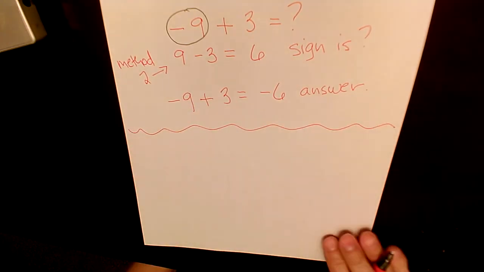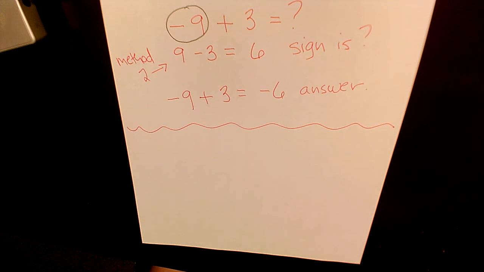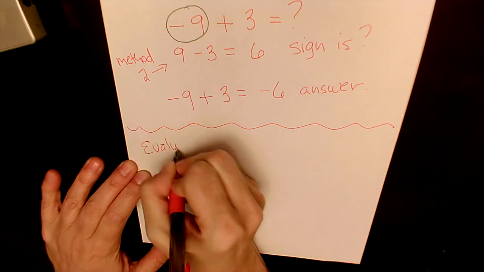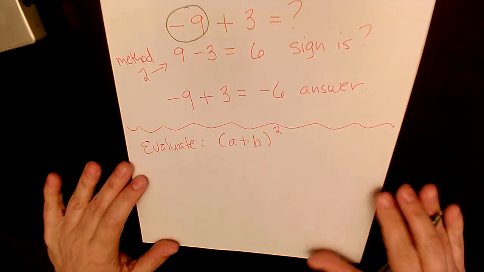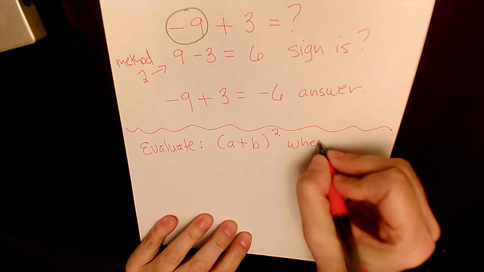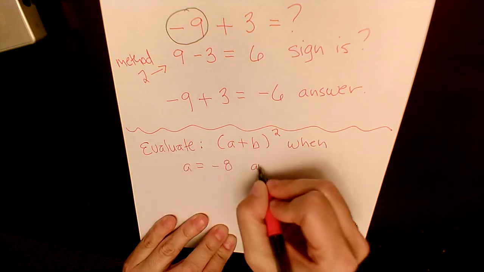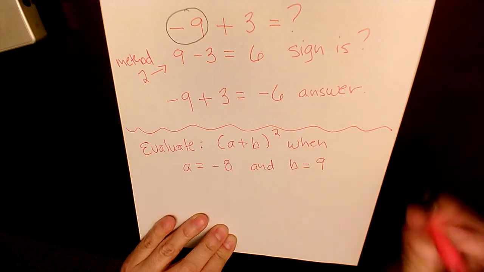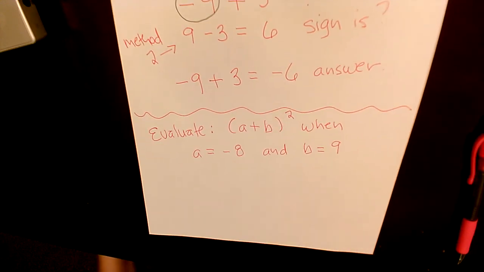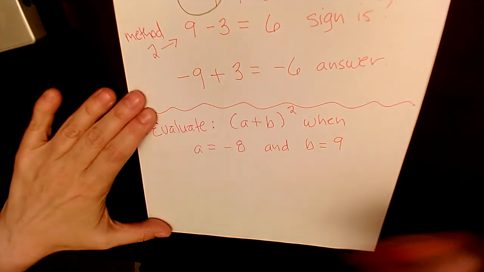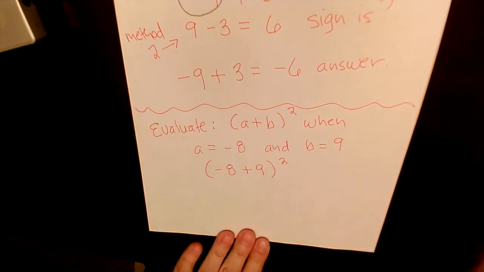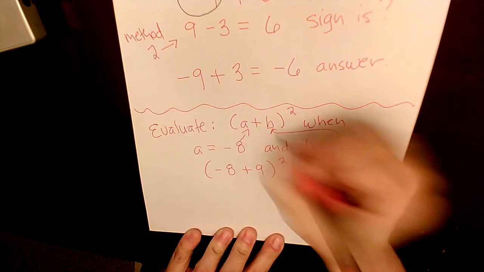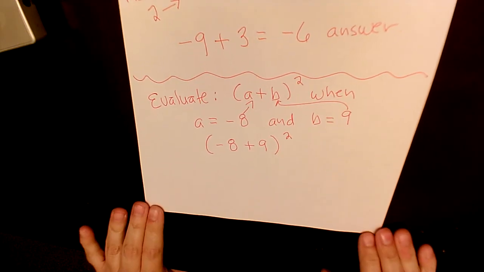Okay. Let's try another evaluate. A plus B, that whole thing squared, when A is negative 8 and B is positive 9. Okay, so this is again method 2 because I've got a positive and a negative. Let me write this out. I've got a negative 8 and a 9. I'm just plugging A in here and B in here and putting them in parentheses, and I'm squaring them.